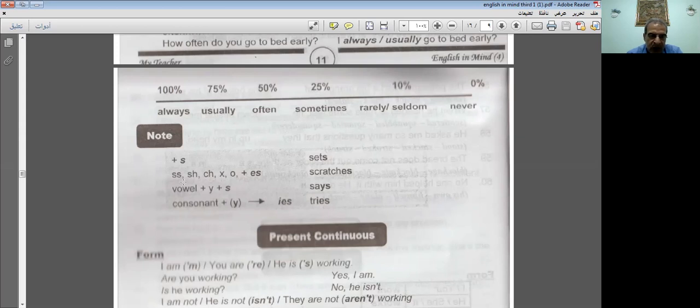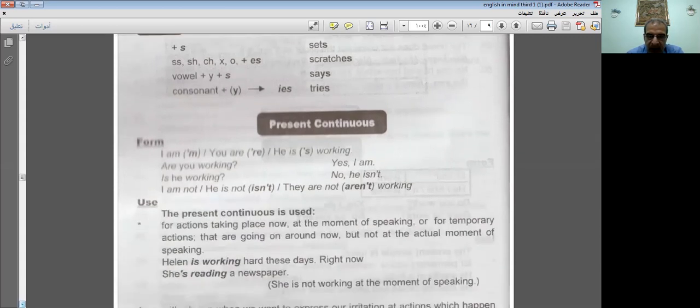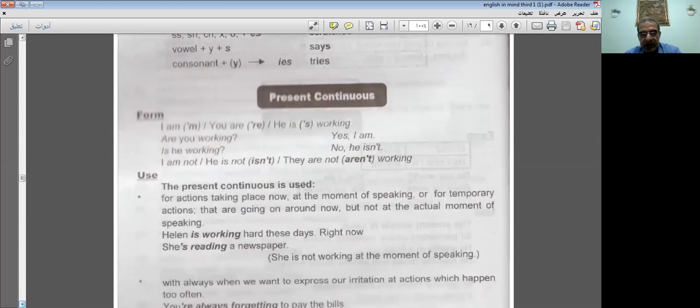Okay, be careful about adding s. Here, if the verb ends in ss, ch, sh, o, x, you have to add es. If the verb ends in y, but before the y is a vowel, you have to add s with he or she or it, of course. But if there is a consonant before the y with he or she or it, you have to remove the y and add ies.